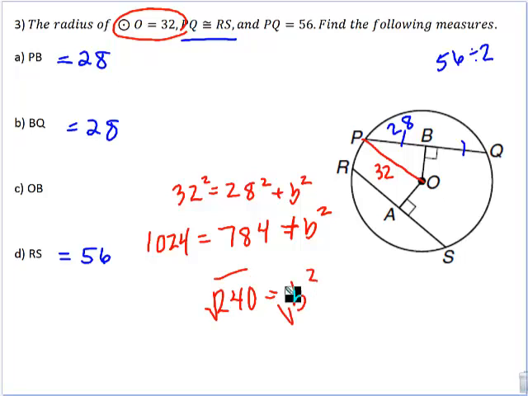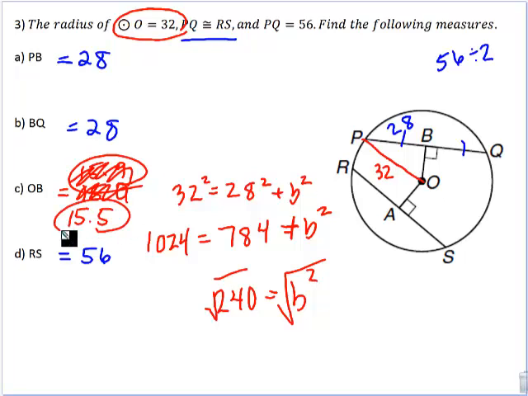Square root of both sides. So the square root of 240 is about what? 15.5. I said 15.5. My fault. Is that okay?